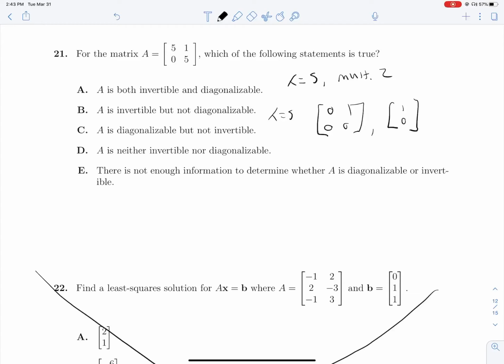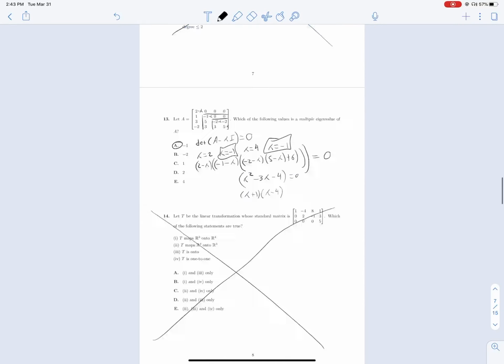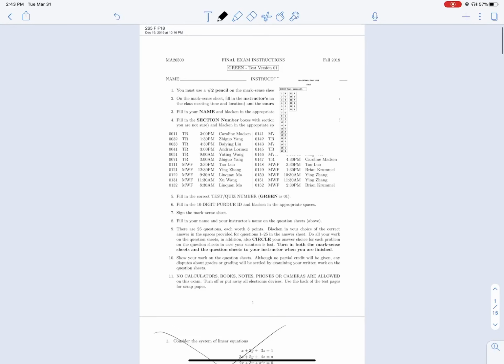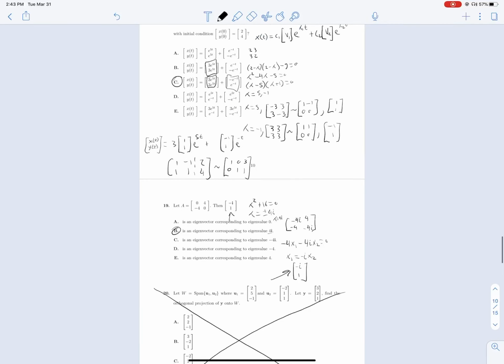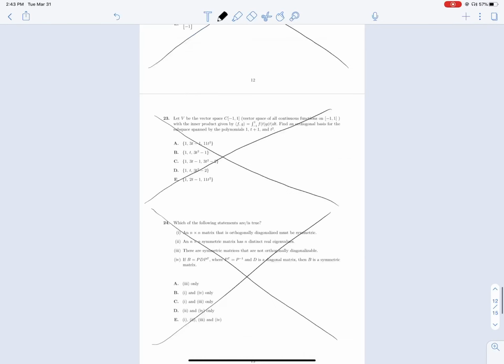Okay, so A is invertible, but not diagonalizable. 21 is B. And I believe, yes, that is it.